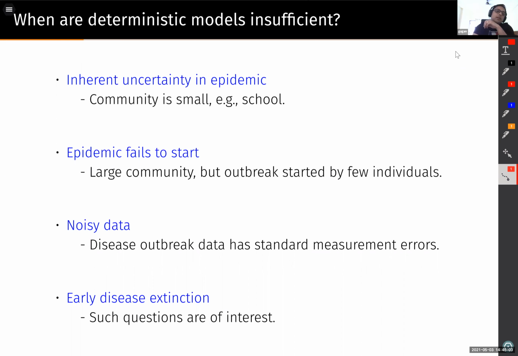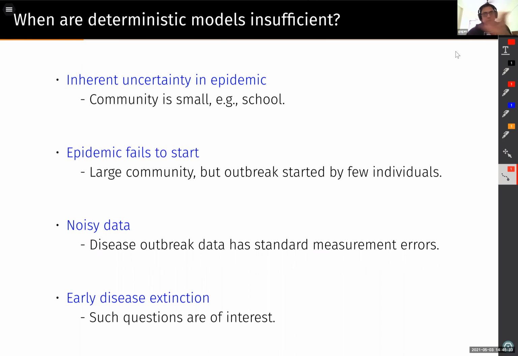Is this okay? The third situation is when we have some noisy data in your measurements. For example, you really don't know how many people are infected, especially in the beginning. The number of individuals who are infected is very difficult to determine. The reason is that you are only going to test a small set of individuals, and from there figure out how many people are infected and not.